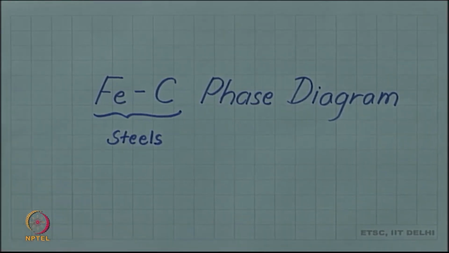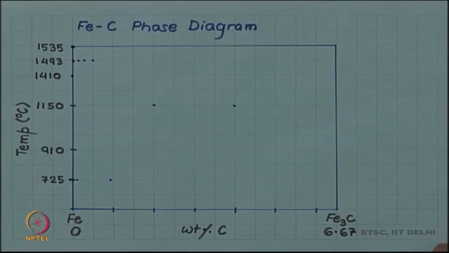It is also among the examples, of which we have seen two till now. One is the isomorphous phase diagram of copper nickel that had no invariant reaction. Then we saw the eutectic phase diagram of lead tin which had a single invariant reaction. Now, this iron carbon phase diagram is more complicated than any of these because, as you are going to see, it has 3 invariant reactions. So, let us look at the iron carbon phase diagram.